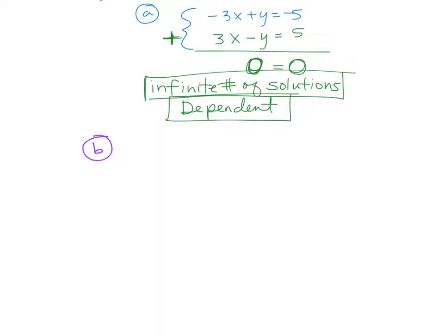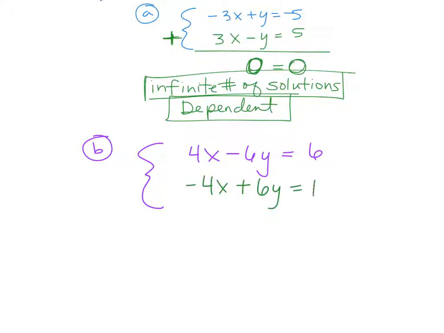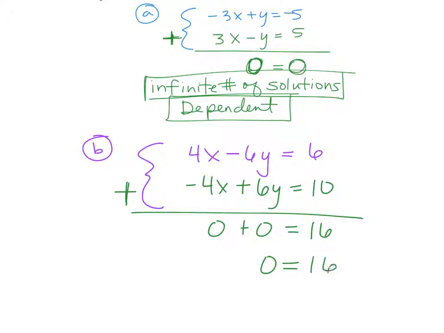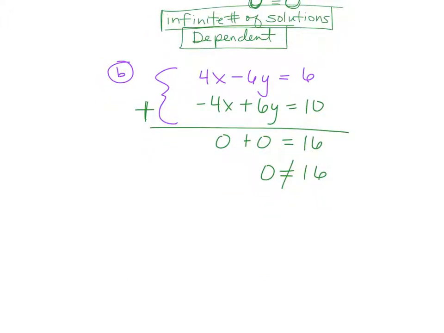Okay, second one. Now our system is 4x minus 6y equals 6, and negative 4x plus 6y equals 10, okay? Do you have opposites? Yes, you do, right? So we're gonna add the two equations together. 4x plus a negative 4x is 0. Negative 6y plus 6y is 0. 6 plus 10 is 16. So this is saying 0 equals 16, which it does not, right? So what is that? That's no solution.